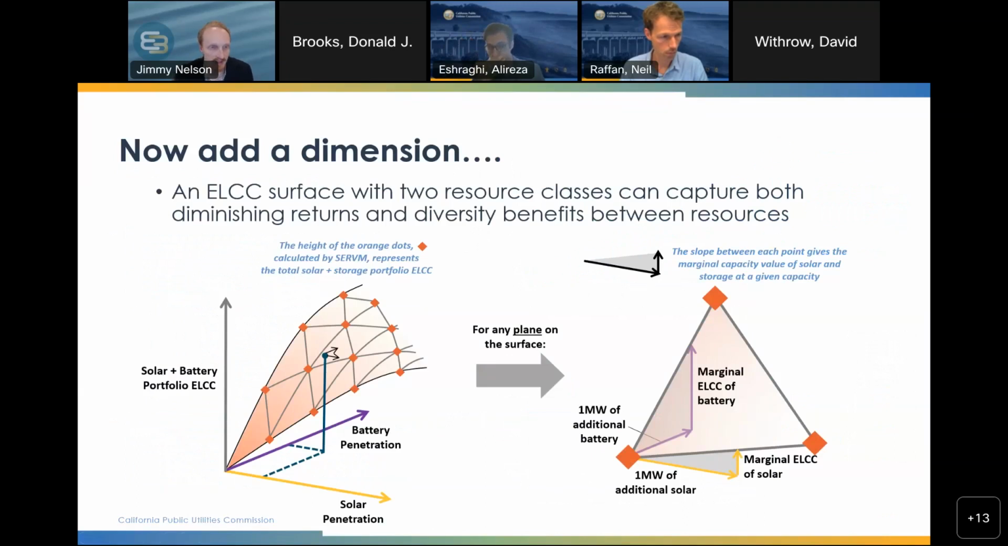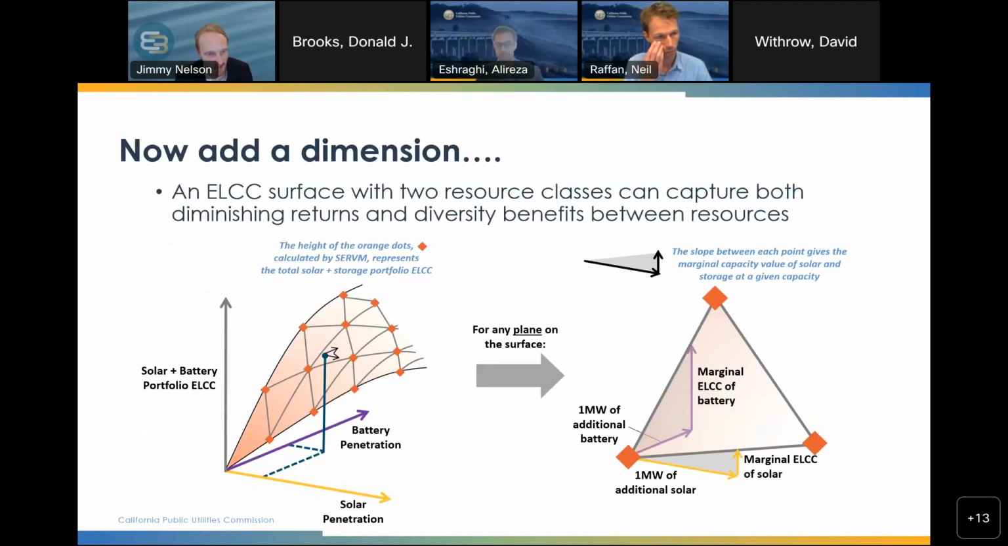So now switching to an ELCC surface, which I think is both important to describe, but a little bit complicated. I think now we've gone over what an ELCC curve is, but an ELCC surface is really just an extension of that into another dimension.